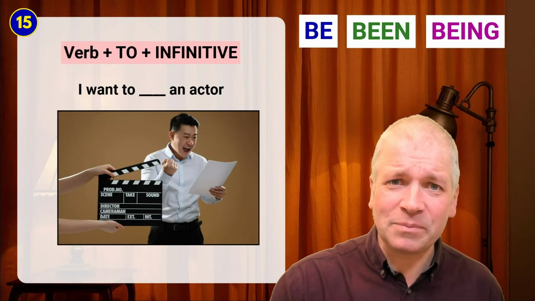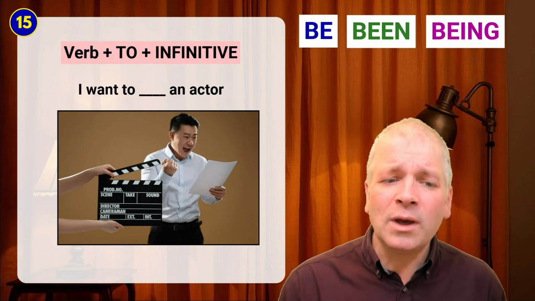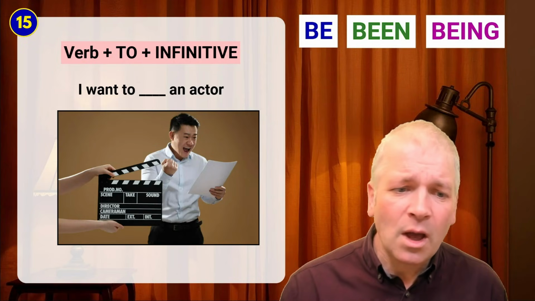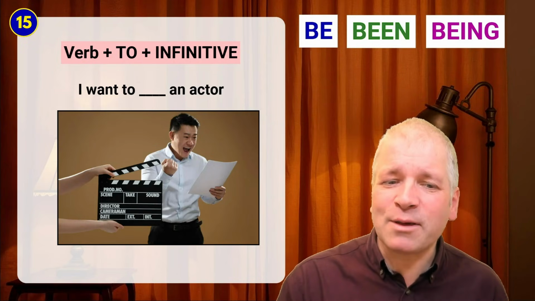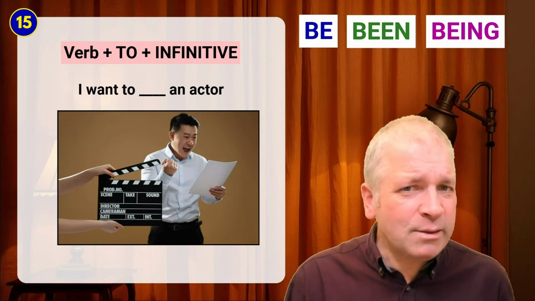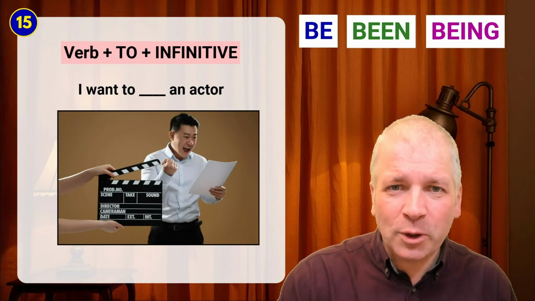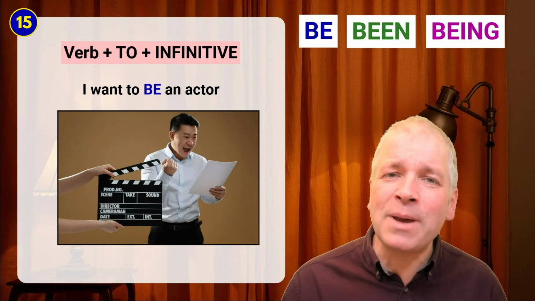Let's move on to gerunds and infinitives. Let's go back to that structure, verb to infinitive. Here's a man who has a dream to be doing what you can see in the picture. And he says this, I want to something an actor. Which word fills the gap? This one is be.